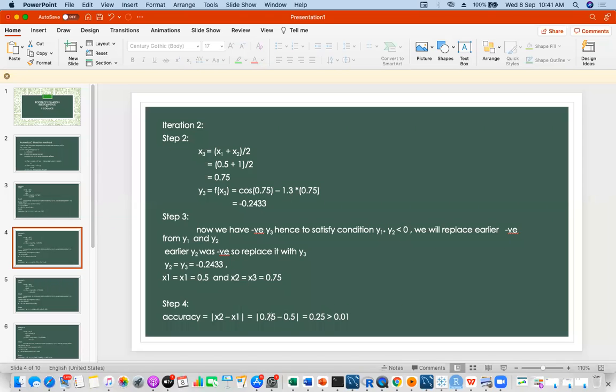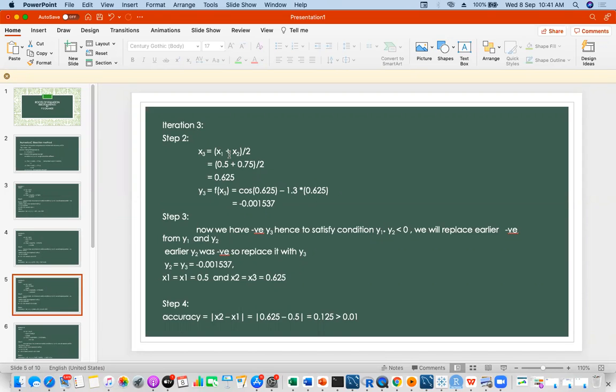And we will calculate the accuracy. Accuracy will be x2 minus x1, that is equal to 0.75 minus 0.5, that is equal to 0.25. That is again greater than 0.01. So again, we have to go for the next iteration. In the next iteration, we will again calculate x3 in a similar way.